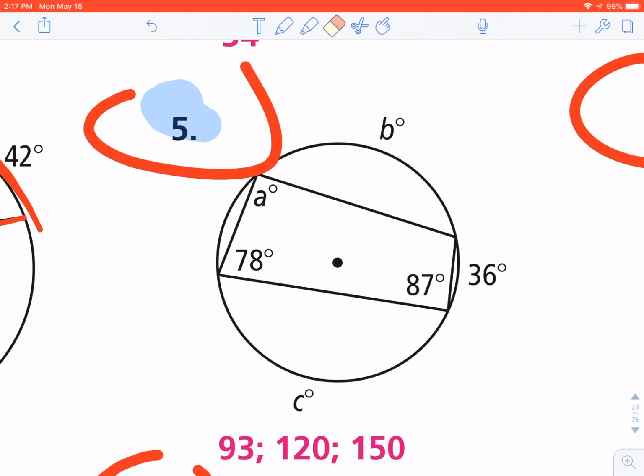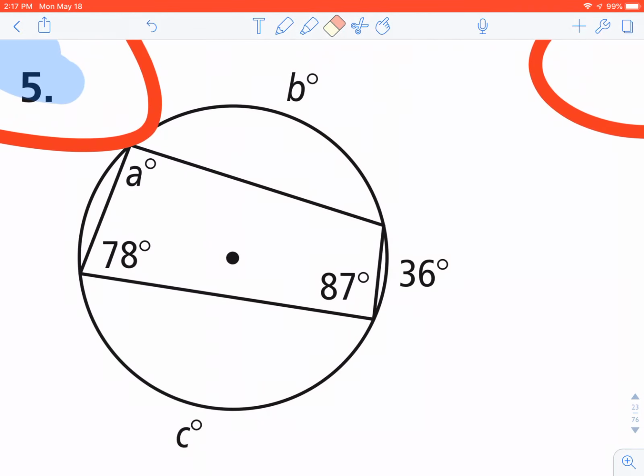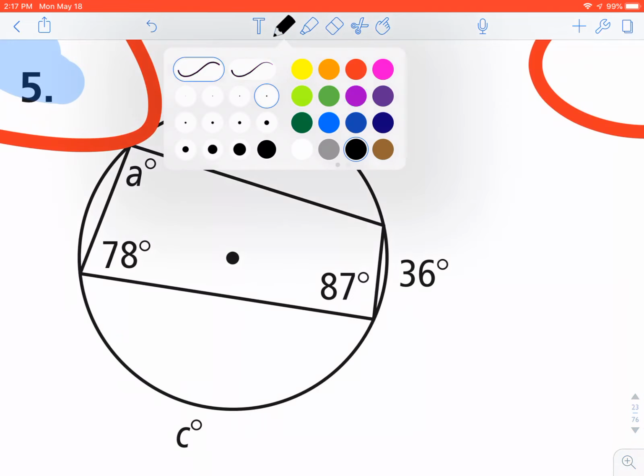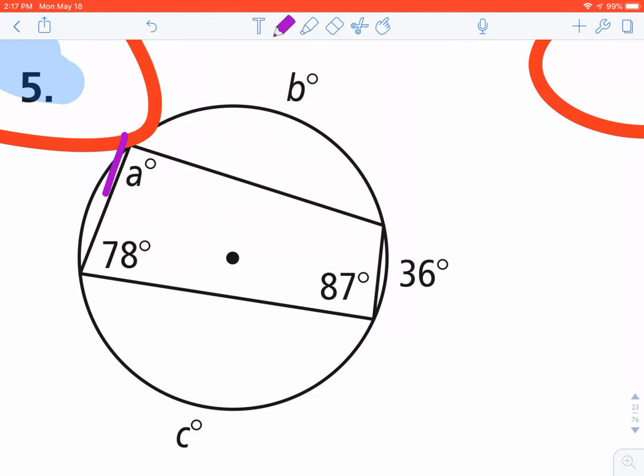Number 5. For this one, the way I started this was I looked at the fact that the inscribed figure is a quadrilateral, and we were told in our notes that if you have a quadrilateral inscribed in a circle, then you know that the opposite angles are supplementary.